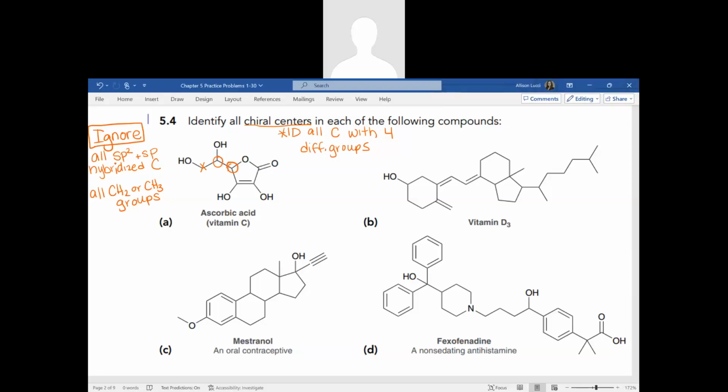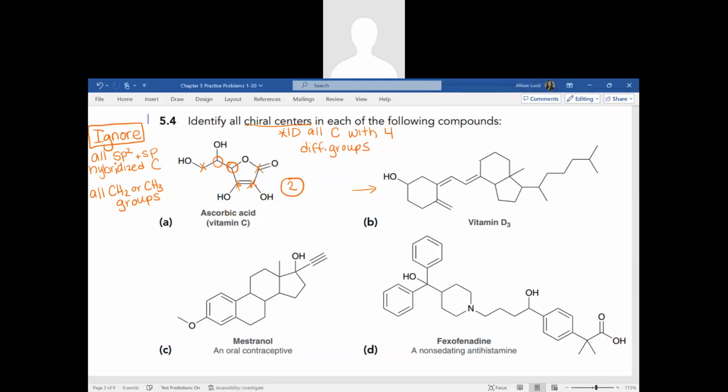Let's keep going. So we have sp hybridized carbons down here, so we'll eliminate those as possible centers. And then right here as well. So we have 2 chiral centers. So for this one here, we would say there are 2. Let's take a look at vitamin D and see if we can do something similar.